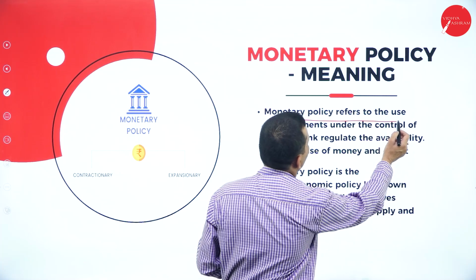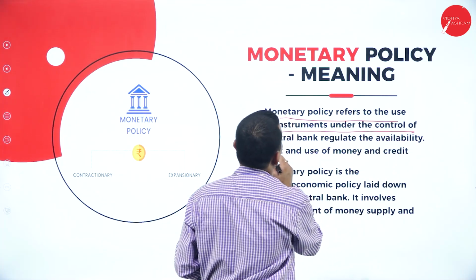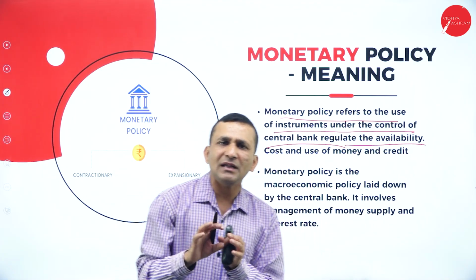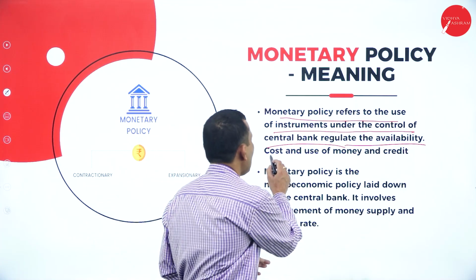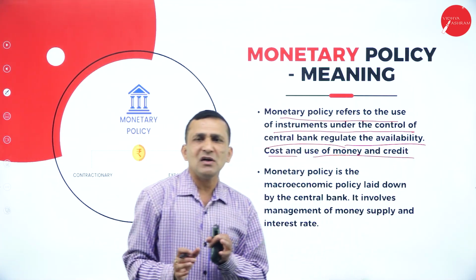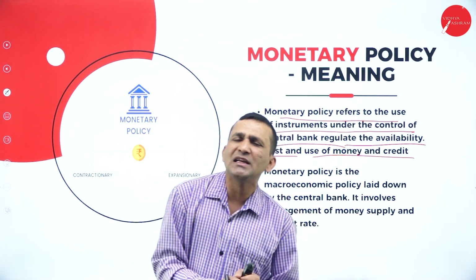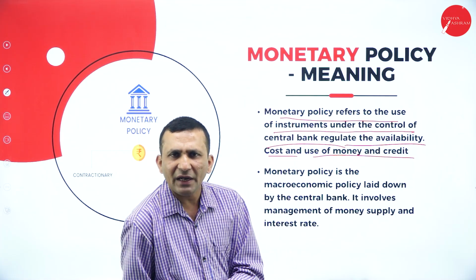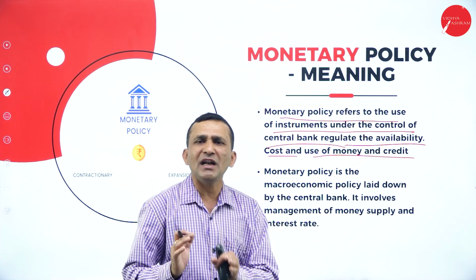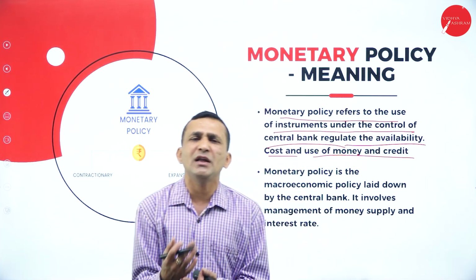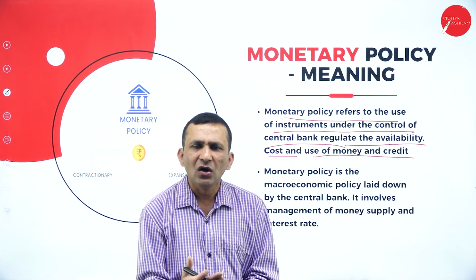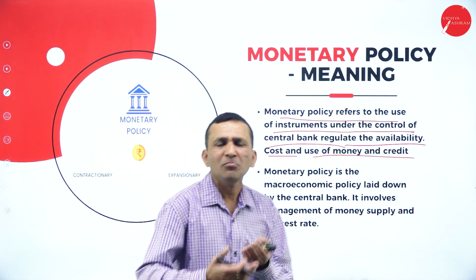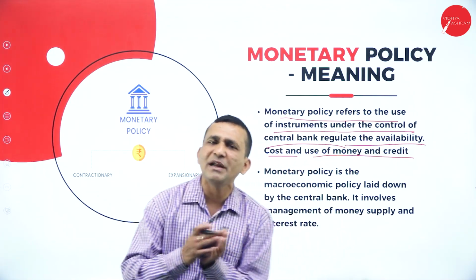Monetary policy refers to the use of instruments under the control of a central bank to regulate the availability, cost and use of money and credit. The complete control is taken care of by the RBI or central bank, because credit control is one of the functions of the RBI. If the disposable income of individuals is increasing, of course there is a lot of demand for products, and the cost of living style completely changes.